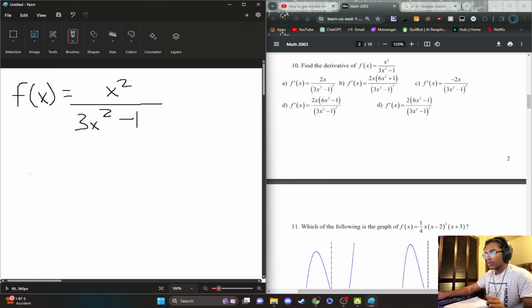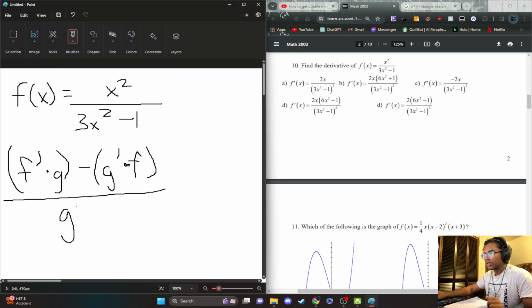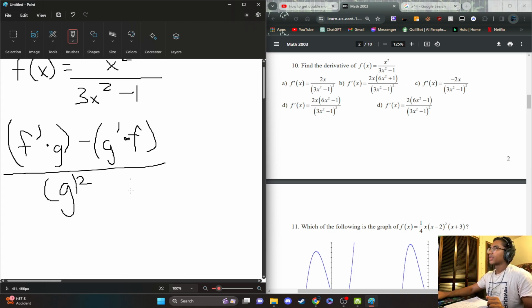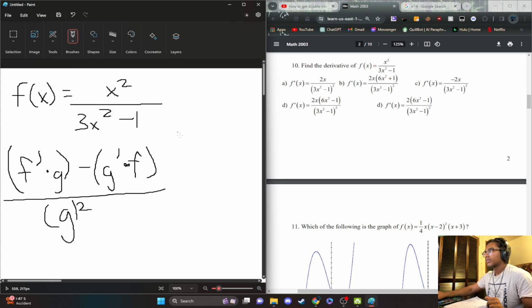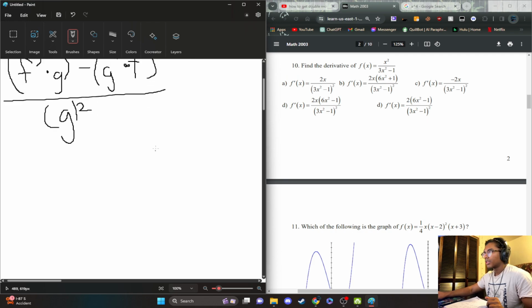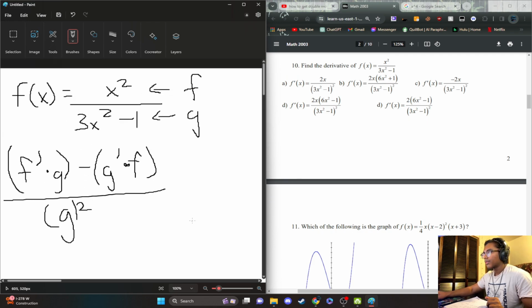So what your quotient rule is, right? It's f prime times g, minus g prime times f, over g squared. Okay, so now let's just find all of these. The bottom is your g, and the top is f. So bottom g, top f, bottom g. Okay, so let's write it out, right?